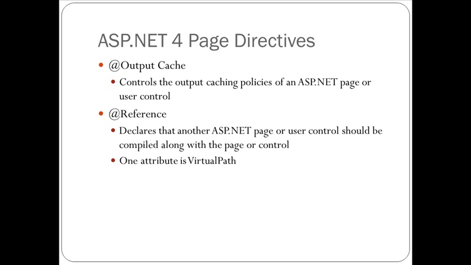The @OutputCache directive controls the output caching policies of an ASP.NET page or user control. And lastly, the @Reference directive declares that another ASP.NET page or user control should be compiled along with the active page or control. This directive contains a single attribute, the VirtualPath attribute, which just contains a location of the page or user control from which the active page will be referenced.